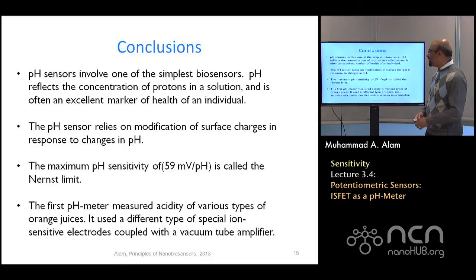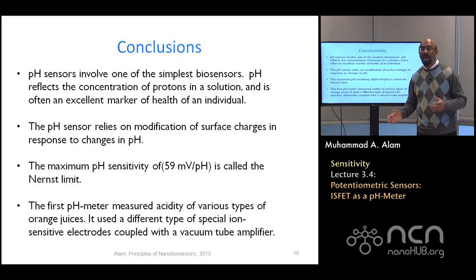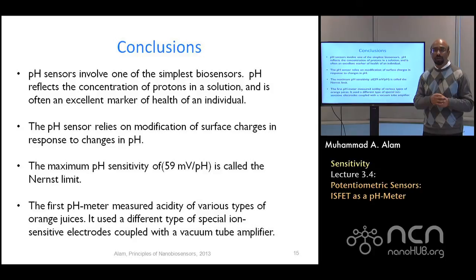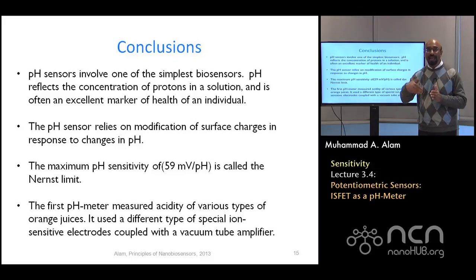And finally, the first pH meter that made Beckman a very rich man measured the acidity of various types of orange juices, as I mentioned. But these were different types of potentiometric sensors, not the field effect transistor we are talking about, because the field effect transistor was not invented back in the 1920s. What he used was a potentiometric electrode that can measure the potential difference and amplified it with vacuum tubes, something that he learned when he was at Bell Labs 10 years before.